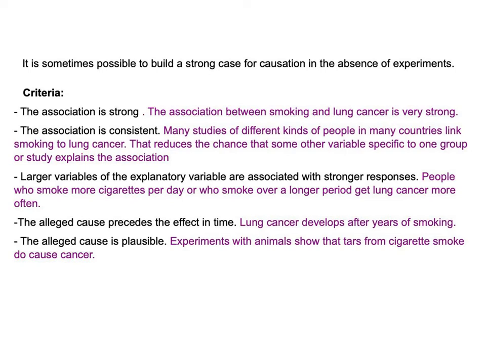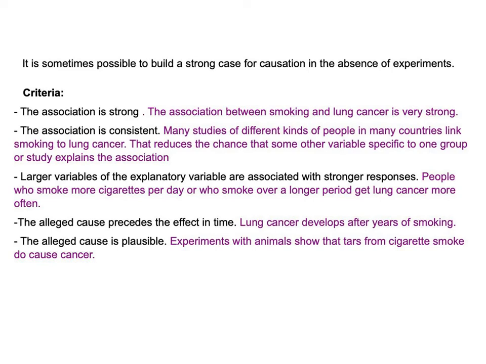So some of the criteria for building a strong case for causation in the absence of the experiments is shown on the screen. So you have to have a really strong association. And then in purple here, I kind of have some notes about the smoking case. They prove that the association between smoking and lung cancer is very, very strong. The association is consistent. So they had many studies of different kinds of people in many countries linking smoking to lung cancer. So it wasn't just exclusive to one part of the world. That reduced the chance that some other variable specific to one group or study could explain the association.